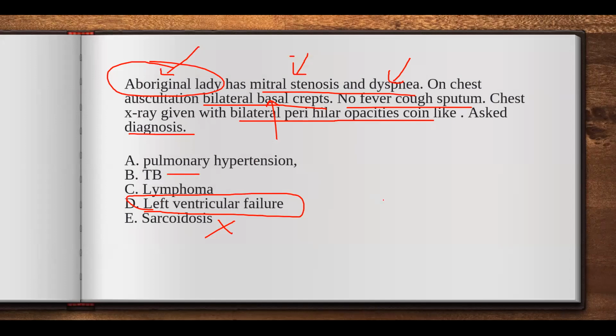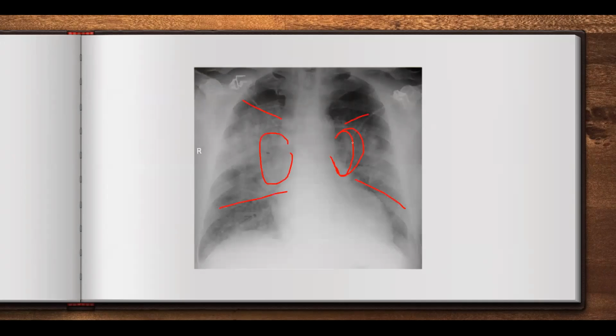If it was tuberculosis, it can cause any lung finding, but a TB patient would have fever and cough, so it's very unlikely, right? And obviously they would give you some history of traveling to Asian or endemic countries. Pulmonary hypertension doesn't give bilateral basal crepitation, okay? And the X-ray finding that you can see is not a pulmonary hypertension X-ray finding.